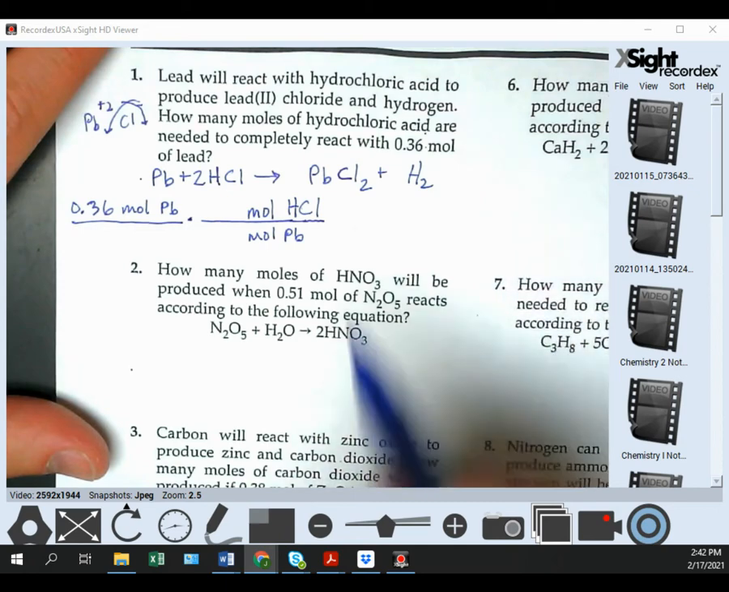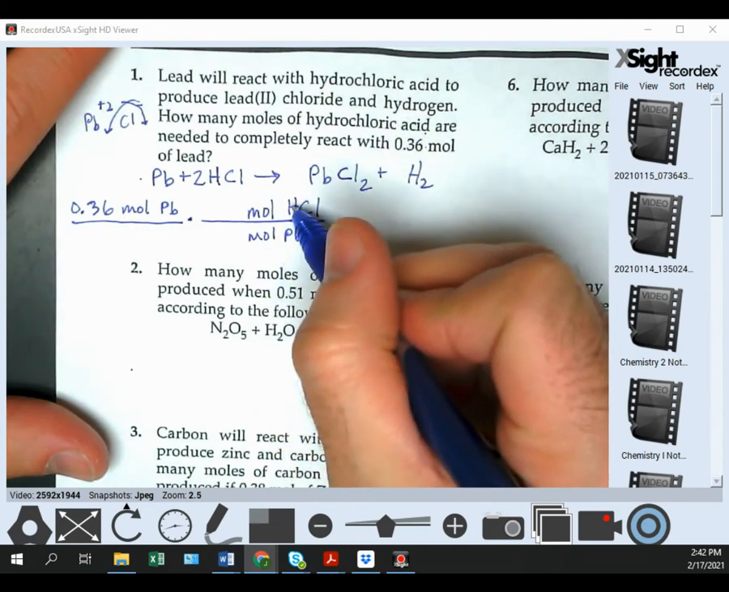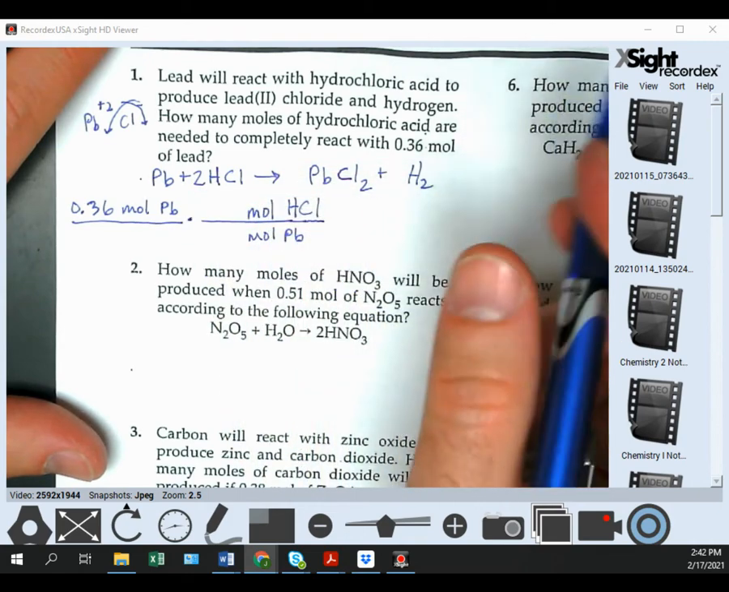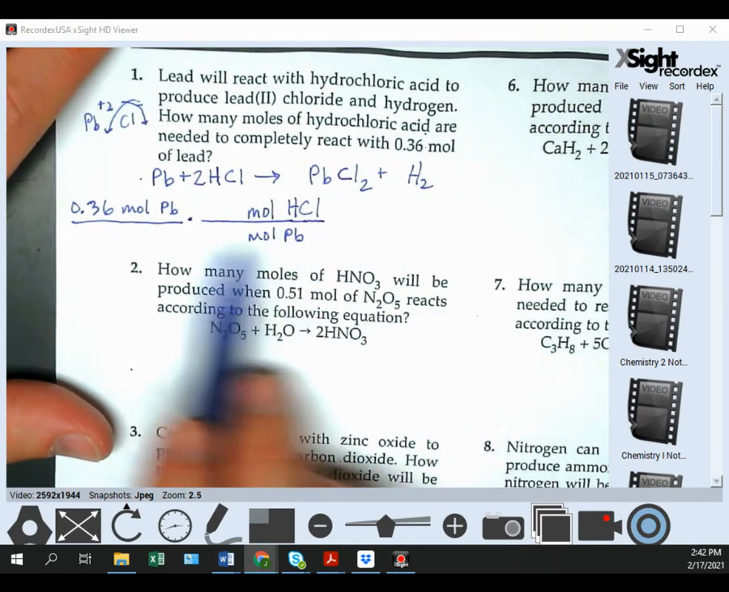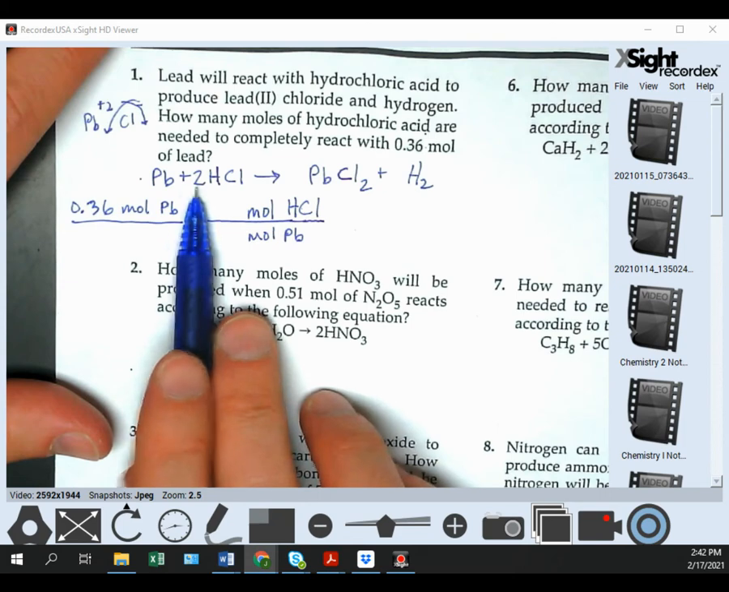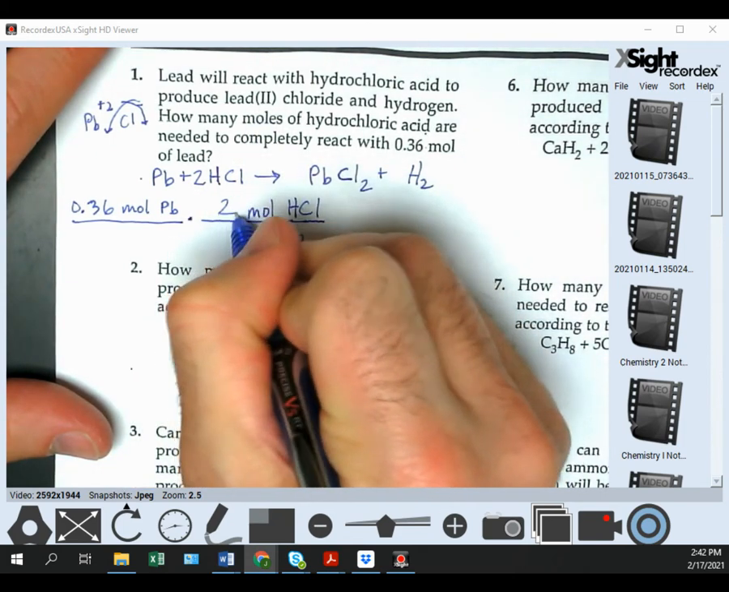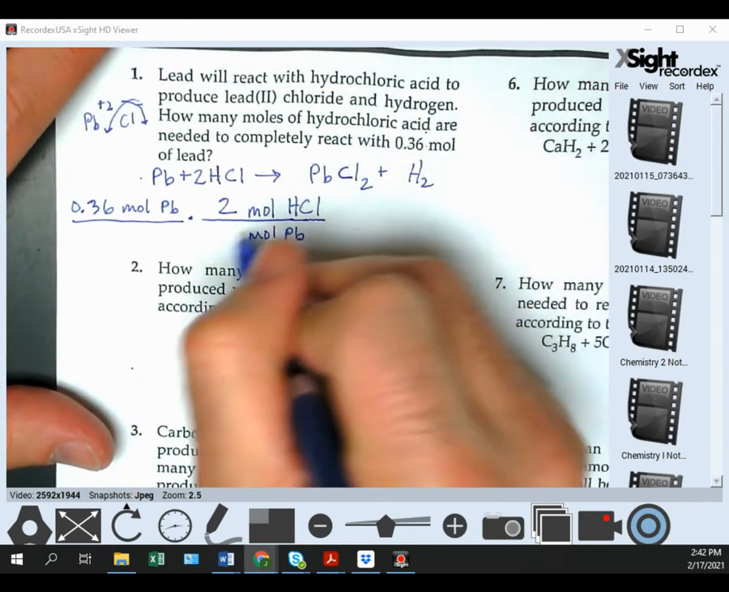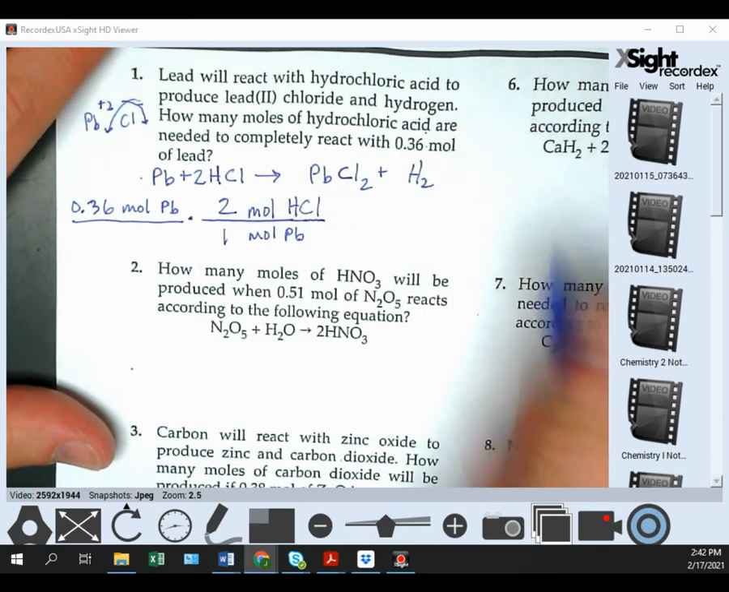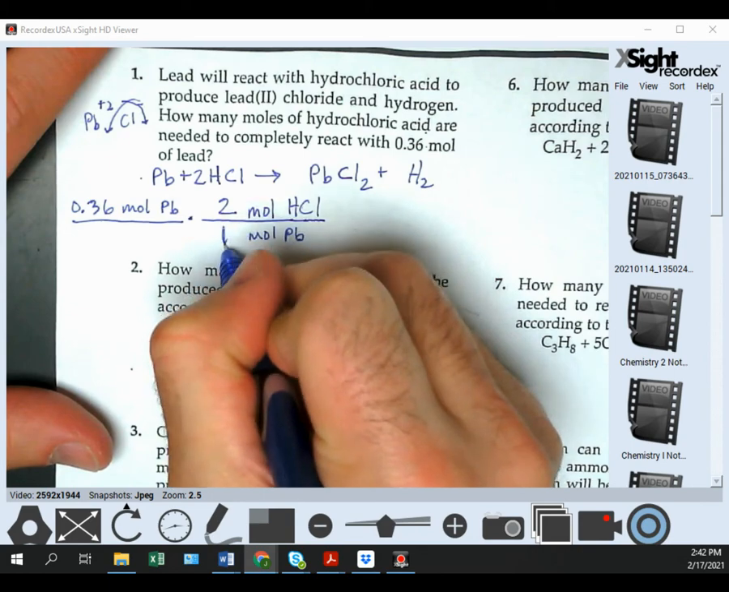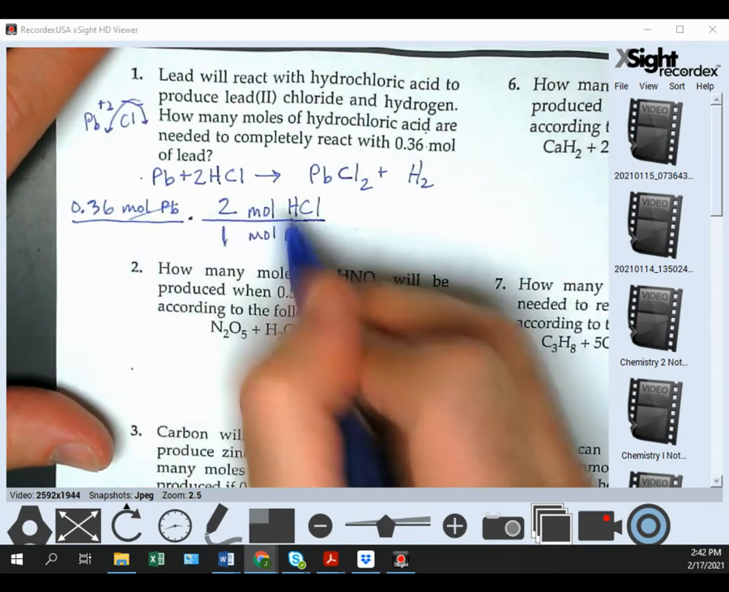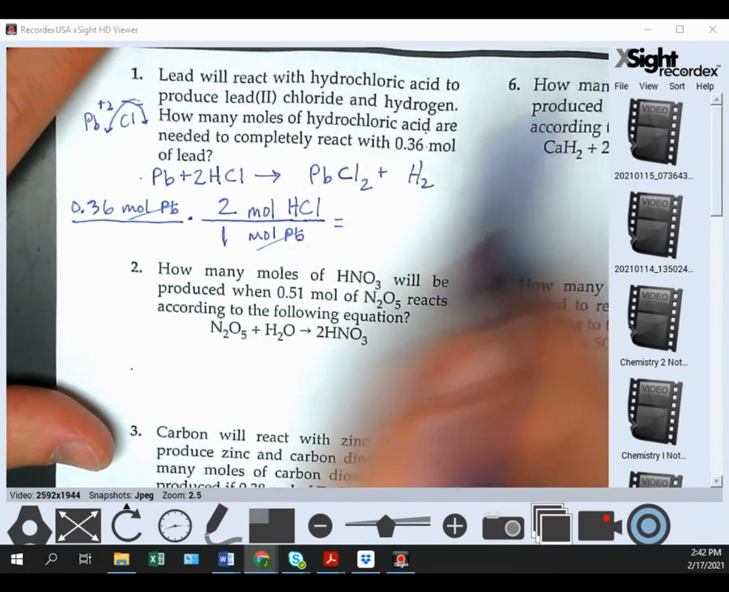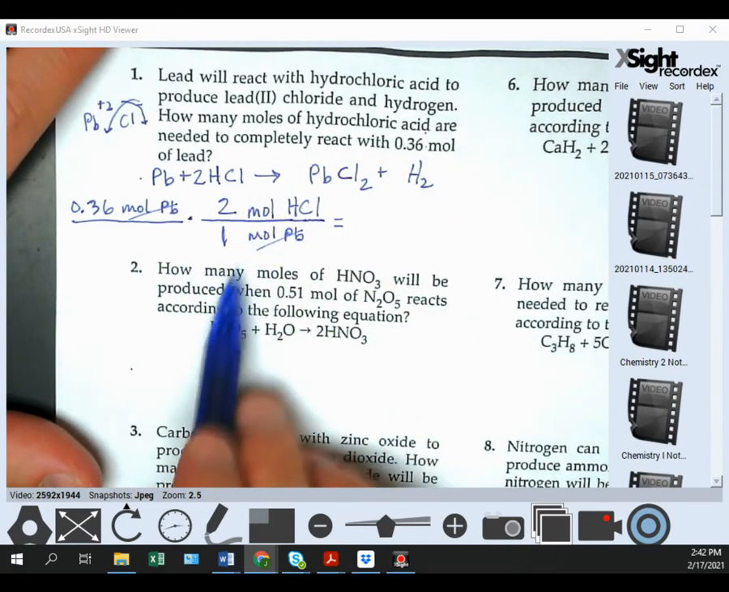Okay? So we've got moles of Pb to moles of HCl, right? Anybody remember where we get the numbers in front of those? Excellent, the coefficient. So we look in front of HCl. What's in front of that? 2. So we go 2. We look in front of Pb. There's nothing, so that's a 1. Okay, now, if we look at this, right, moles of Pb would cancel. Left with this, which is what we want, moles of HCl. And we just multiply by anything on the top, divide by anything on the bottom.